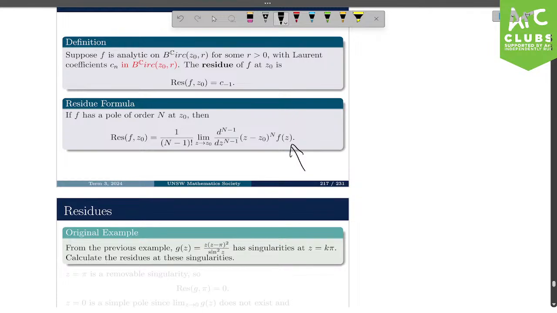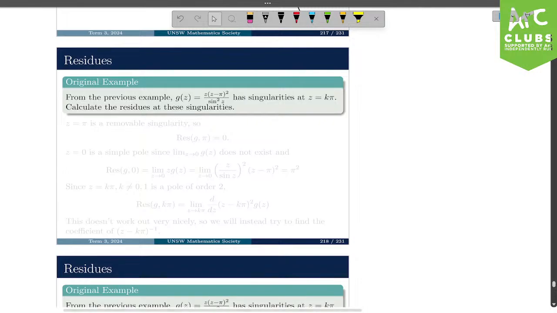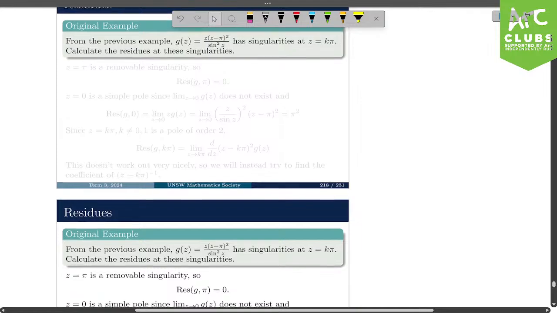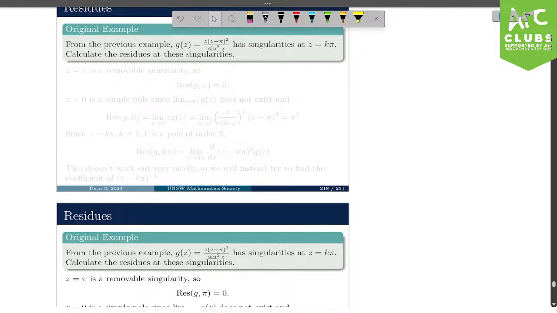Okay, so this (z minus z0) to the power of n is just to nearly remove that pole as we're calculating the limit. All right. So, residues, let's push forwards. So, here's our example, g(z) equals (z minus pi) squared over sine squared of z, which has singularities at z equals k pi. All right, let's calculate the residues at these singularities.